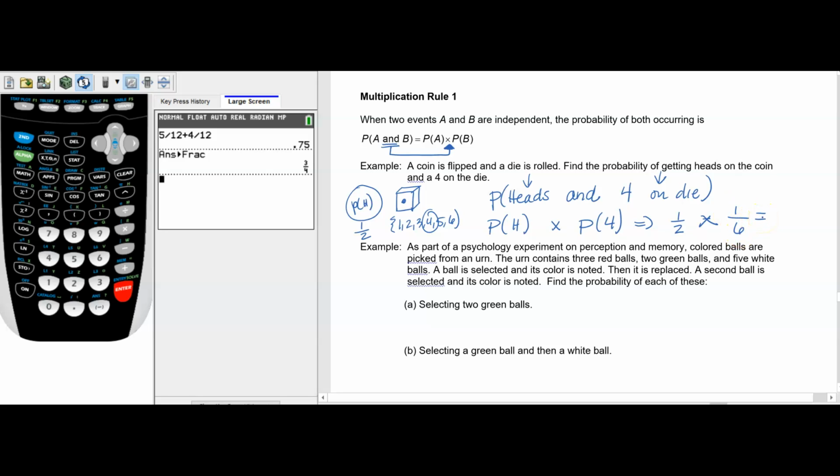So let's talk about how to multiply fractions. You're going to multiply the numerator, or the top, times the top. So 1 times 1 is 1. And then the bottom denominator, 2 times 6 is 12. And then you're going to want to reduce if you can.